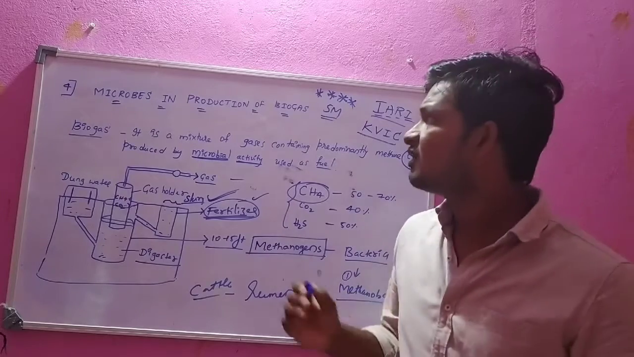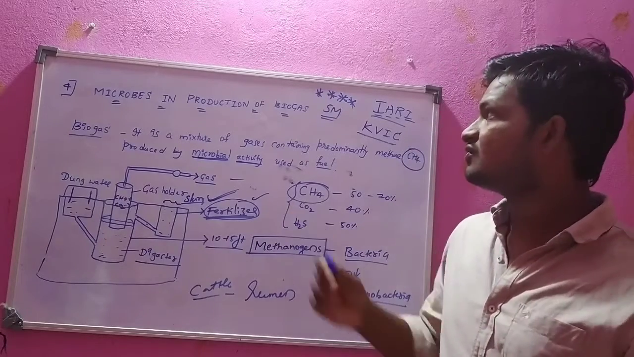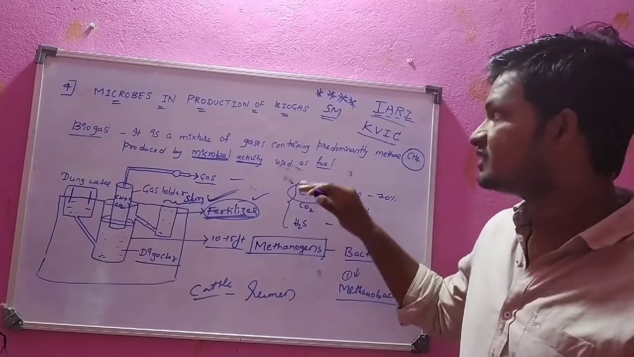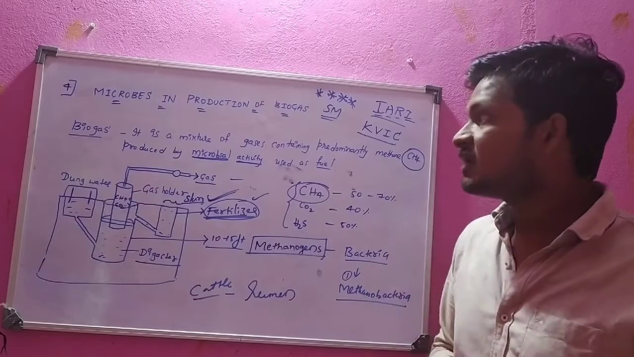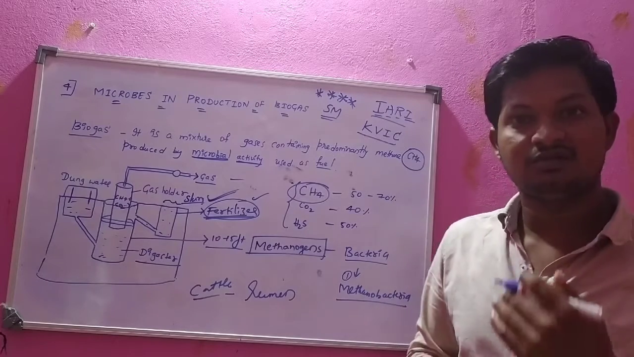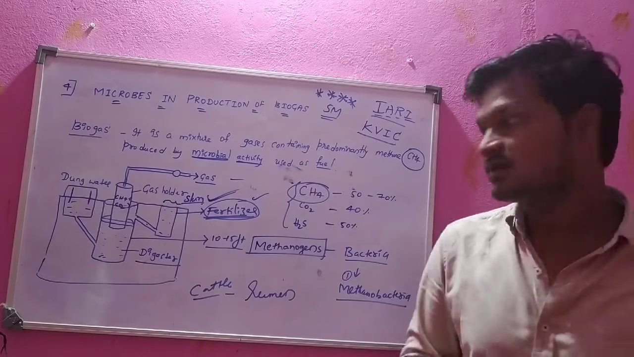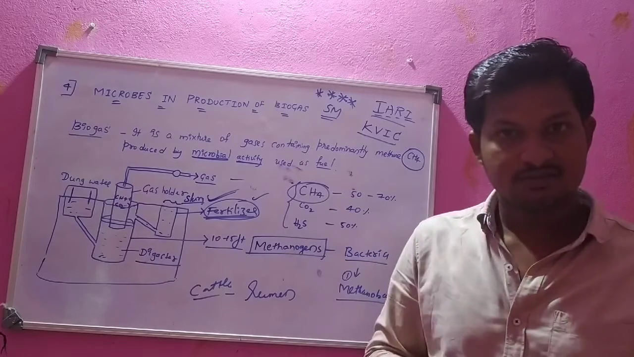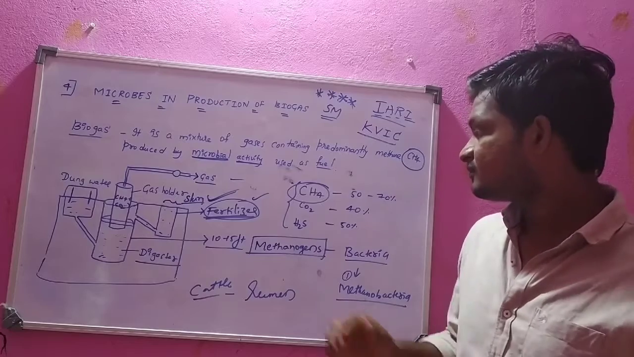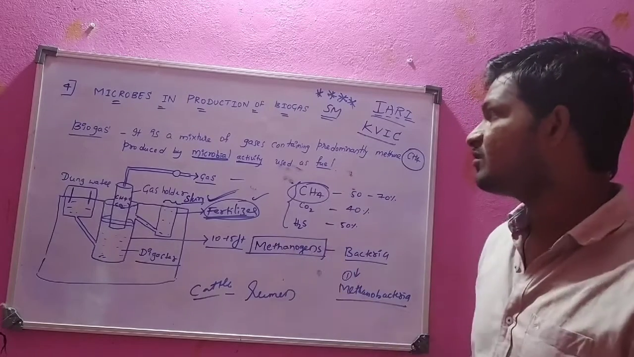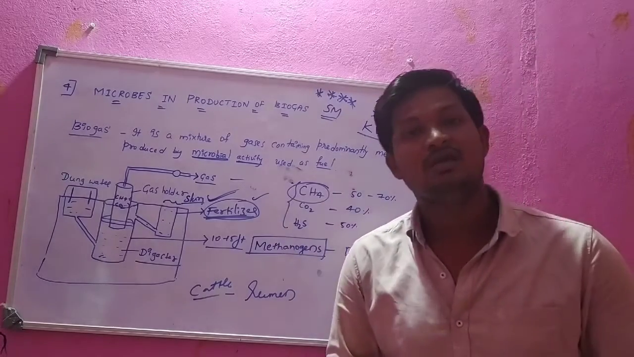This is about microbes used in the production of biogas. Here one thing we have to remember is that during microbial activity the biogas is produced. There is one type of microbe, methanogens, a type of bacteria, with the help of which the biogas is produced.